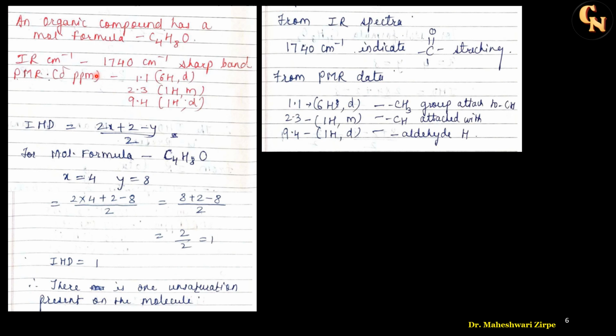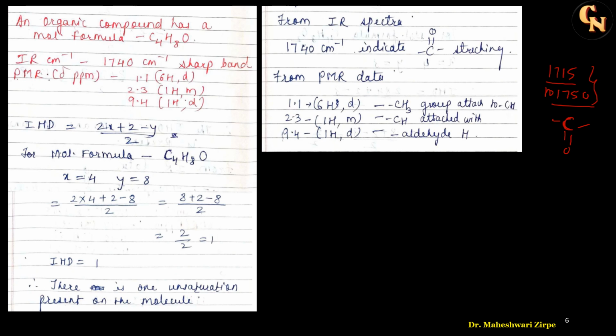Now what are the other data they have given? IR data: they have given the 1740 centimeter inverse sharp band. So 1740, 1715, all these indicate the stretching for the carbonyl group. It is from 1715 to 1750. This indicates carbonyl stretching, C double bond O stretching. So C double bond stretching is present.